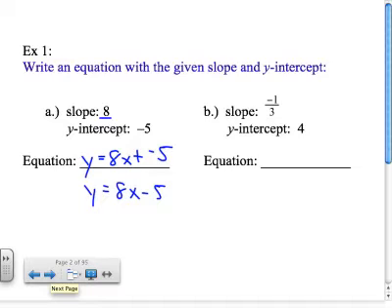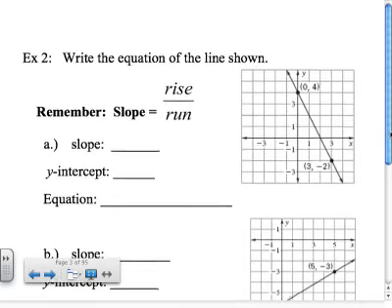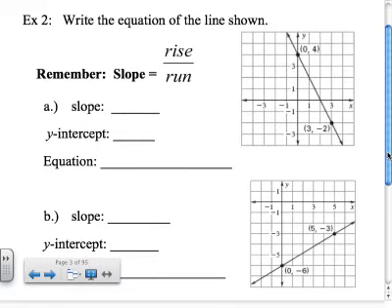Same idea in part B, right? Slope and y-intercept, so y equals negative 1/3 x plus 4. So in these two sections, you've got to be asking yourself, if I'm going to write an equation in slope-intercept form, I need slope, I need y-intercept. Once I know those two things, then I can write the equation of my line. Okay, so example 1, we gave you the slope. Example 2, there's a little bit of legwork because you have to find the slope and the y-intercept.